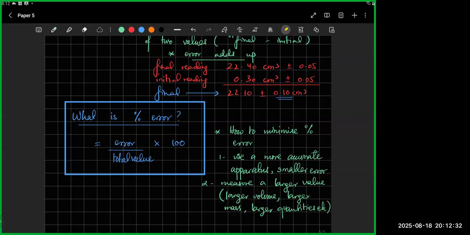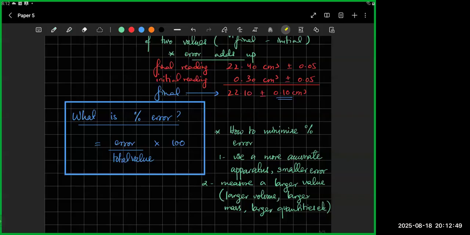In a burette too, you're not going to try and measure one cm³, because in a cm³, 0.05 is the error. That would lead to a higher percentage error, so you don't do that. Okay, that's all about the burette.